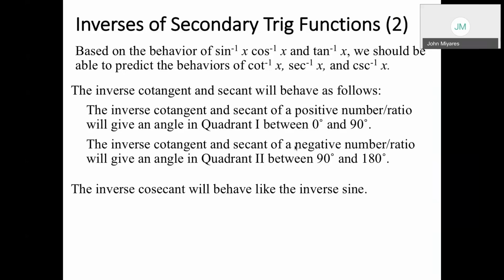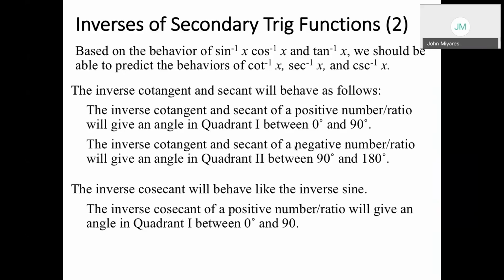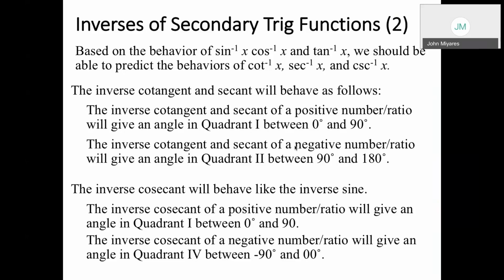Meanwhile, the inverse cosecant will behave like the inverse sine in that the inverse cosecant of a positive number will generate an angle between 0 and 90 degrees, while the inverse cosecant of a negative number will generate an angle in quadrant 4 measuring between negative 90 and 0 degrees.